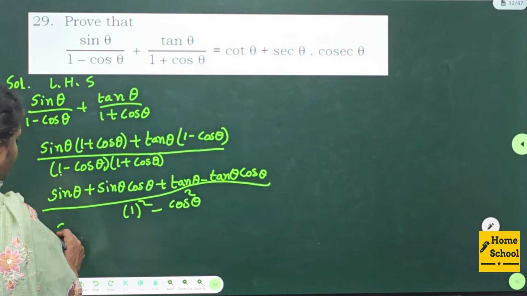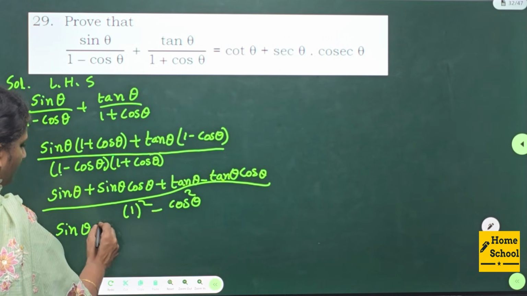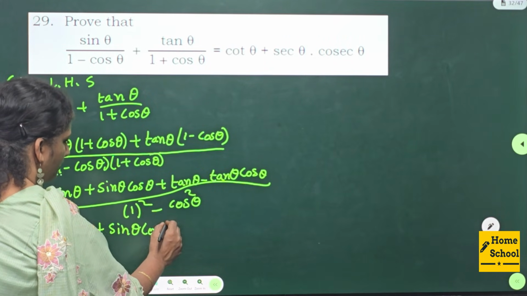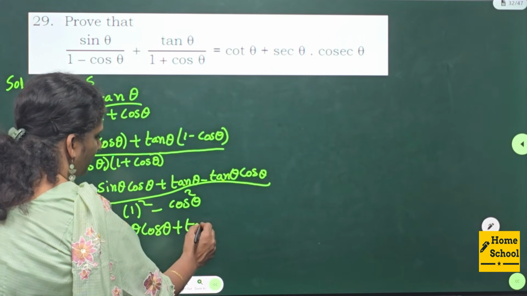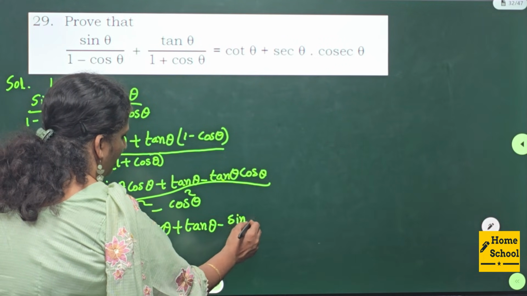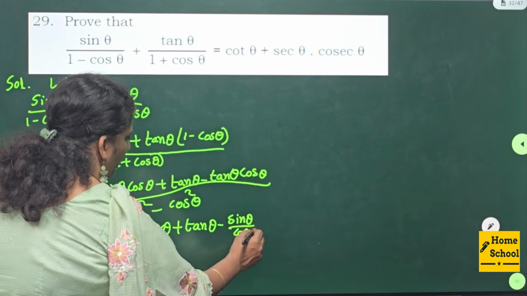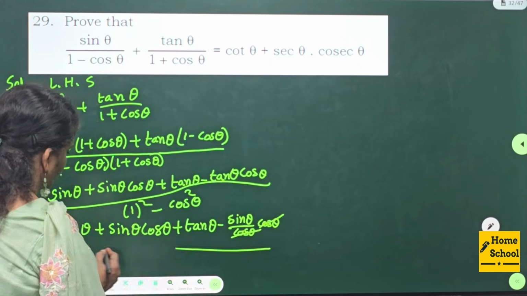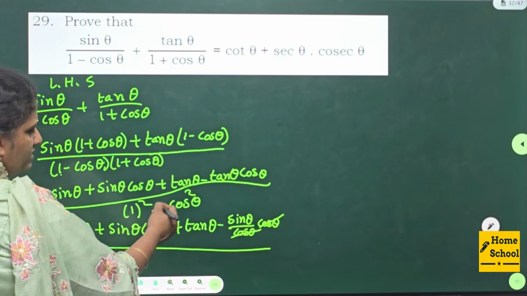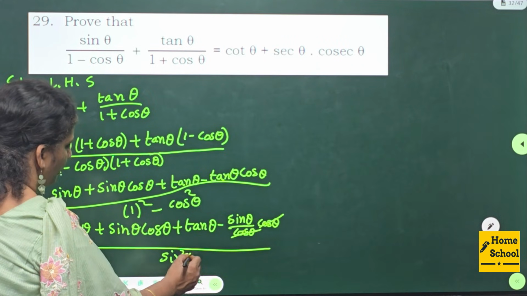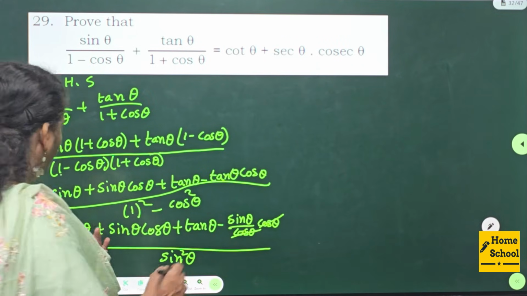Now sin theta plus sin theta into cos theta plus tan theta. Tan theta can be written as sin theta by cos theta into cos theta. Cos theta cancels. And we know 1 square is 1, and 1 minus cos square theta is sin square theta. Right?